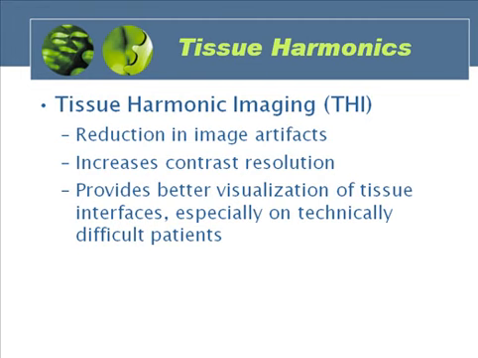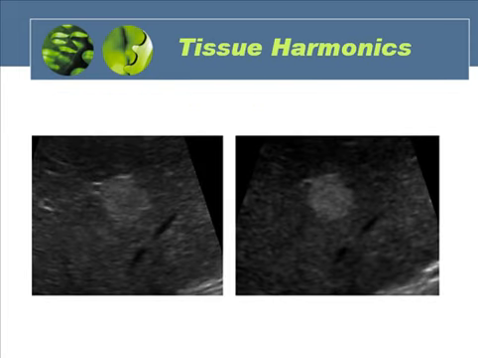Tissue harmonic imaging is another tool at our disposal. Tissue harmonic imaging gives us a reduction in image artifacts, increases the contrast resolution of the image, and provides better visualization of tissue interfaces, especially on our technically difficult patients.